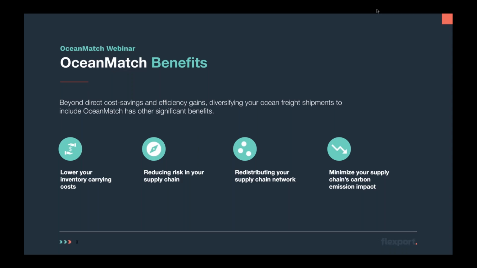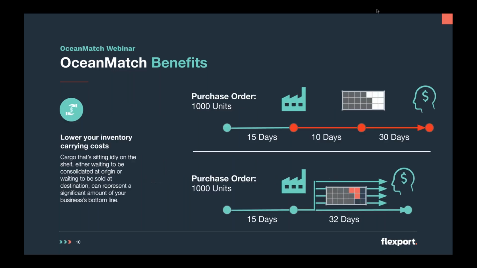As I was telling you, there are 4 other complementary benefits that essentially get you to OceanMatch, besides the price savings and shipping alone, the 4 topics I've listed here. In terms of lowering inventory carrying cost, today when you place a purchase order, let's assume your manufacturing lead time is 15 days, which is very optimistic, but let's call it 15 days. From the time you place the purchase order and start producing, there's probably another 10-day lag between the time your first product comes out of the production line and your last 1,000th unit comes out. And 10 days is, again, a very conservative estimate.